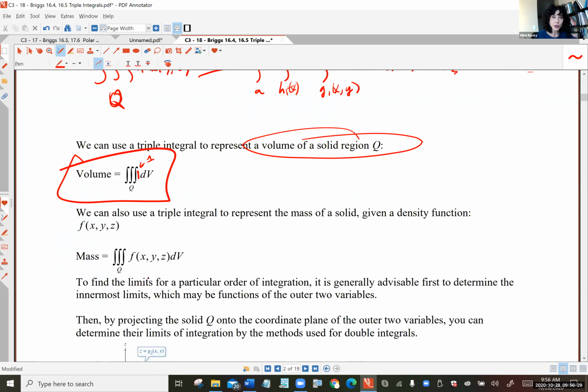You can also use a triple integral to represent the mass of a solid, where the density function is going to be this f(x,y,z), which you'll simply place into your integrand, and then that'll give you the mass of that solid. Cool.